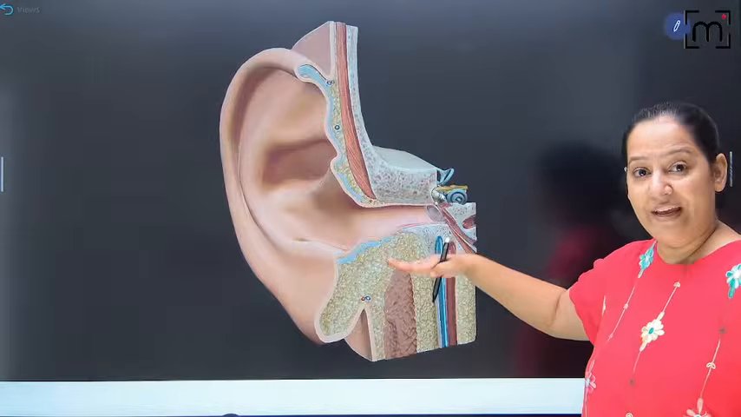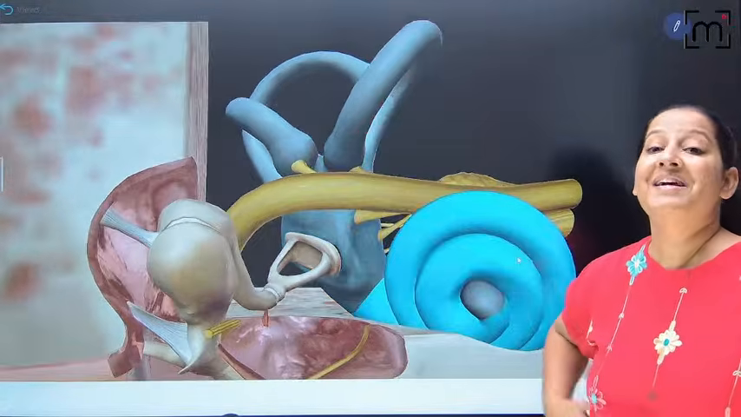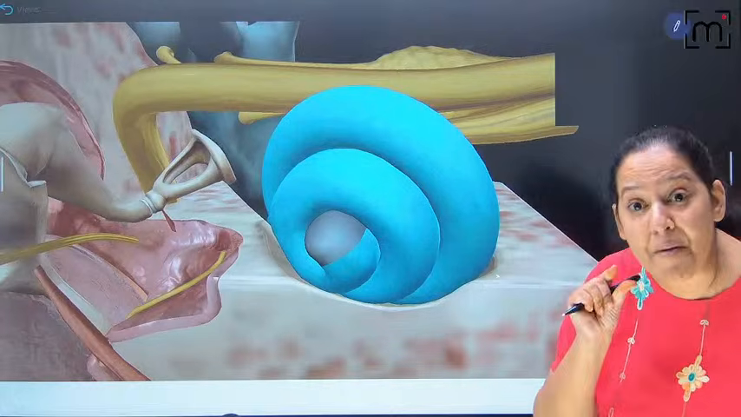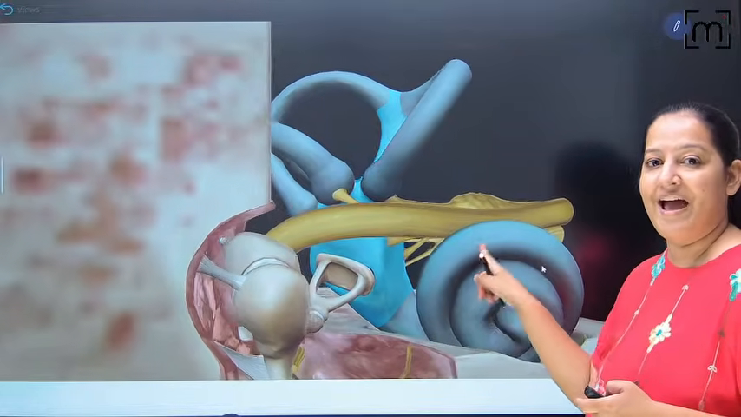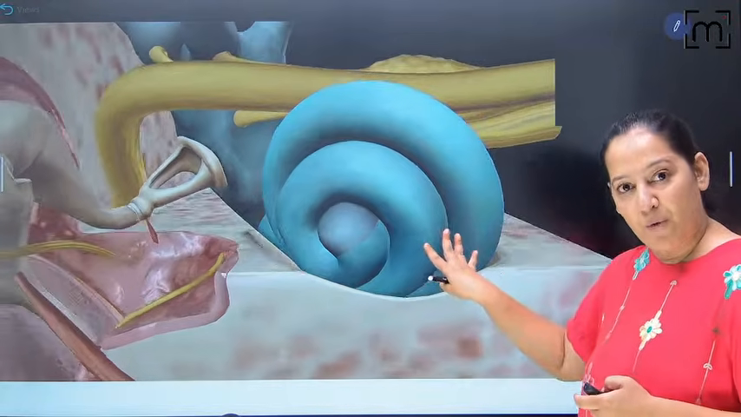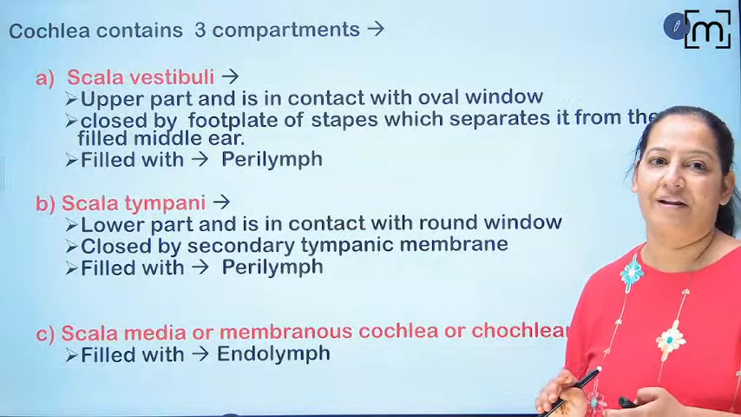This is the bony cochlea, inside which the membranous cochlea is there. The membranous cochlea is known as the cochlear duct. I'm interested in the cochlear duct, the membranous cochlea. Appreciate this inner ear structure, the 2.5 turn cochlea. The bony cochlea has inside it the membranous cochlea, which is the cochlear duct.